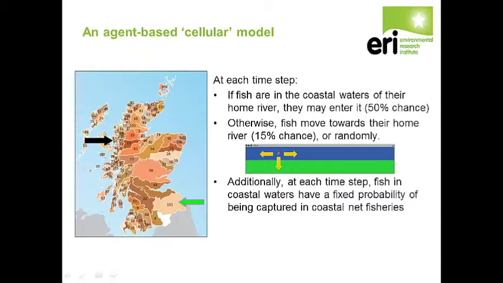So at each time step in the model, if fish are in the coastal waters adjacent to their home river, they have a 50% chance that they figure out that they've reached their home river and move up into the river. Otherwise, if they're not adjacent to their home river, they have a 15% chance that they're able to determine which direction they need to move in to get back to their home river. And if they fail that 15% probability chance, they then will move randomly either left or right along the model world. And additionally, at each time step, any fish in coastal waters have a fixed probability of being captured in coastal net fisheries.